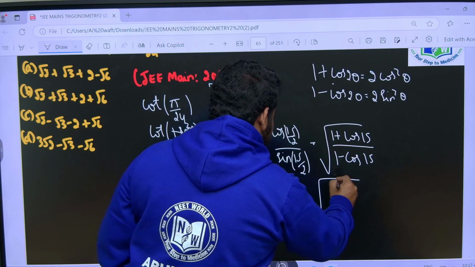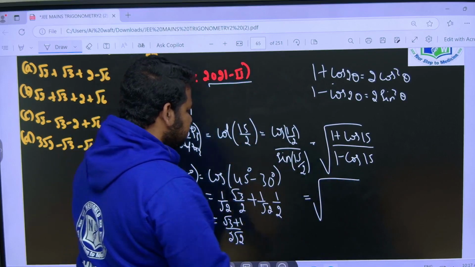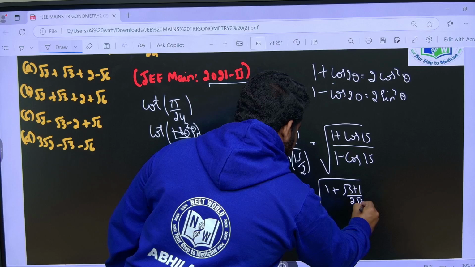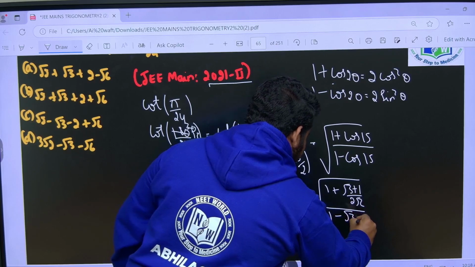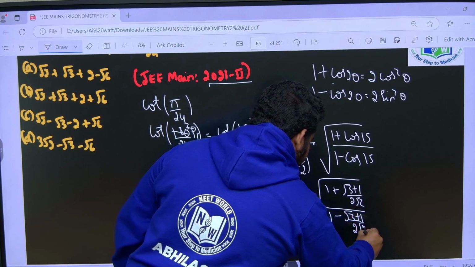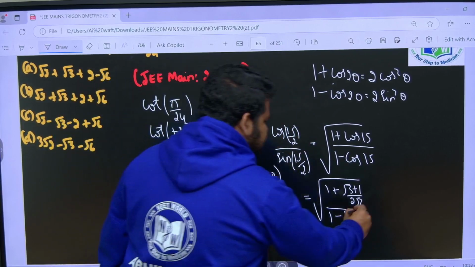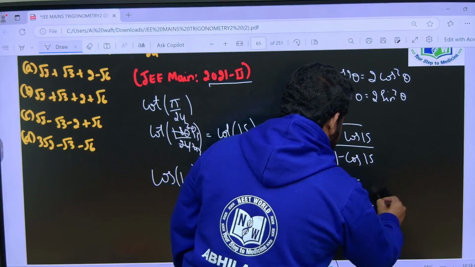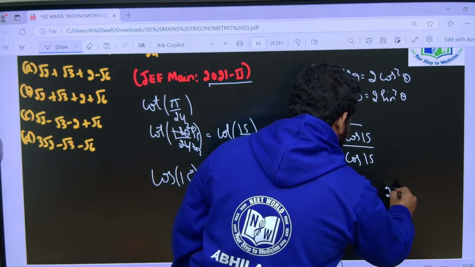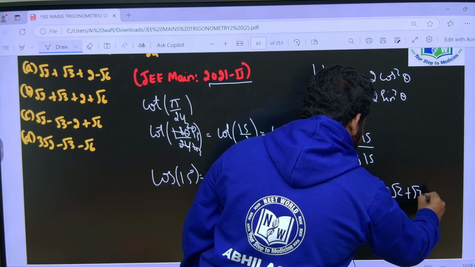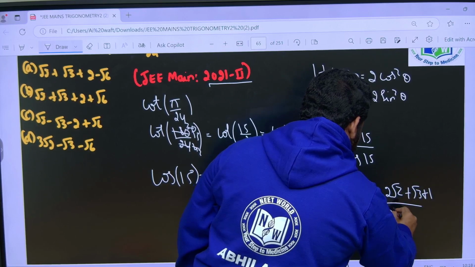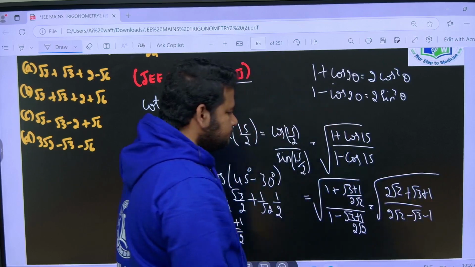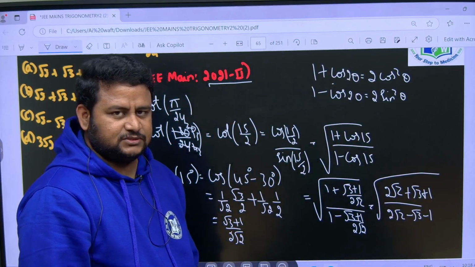So 1 plus cos 15 degree, that is 1 plus (root 3 plus 1) by 2 root 2, divided by 1 minus (root 3 plus 1) by 2 root 2. Okay, now we have to simplify this. Let us simplify. The 2 root 2 will cancel because the denominator is the same. So taking the LCM, this will be (2 root 2 plus root 3 plus 1) by (2 root 2 minus root 3 minus 1). This is what you get.